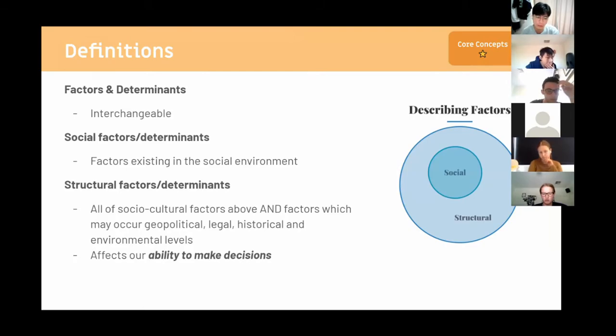So just some definitions you should know. Factors and determinants are basically used interchangeably in HKS, so don't worry too much about it. Social factors or determinants are factors that are inherent or existing in the social environment. And then there are structural factors or determinants. These are all of the social and cultural factors, and factors which may occur geopolitically, legally, historically, environmentally, and things like that. And they basically affect our ability to make decisions. As you can see on the right, this is how we categorize them. So social factors are part of structural factors.